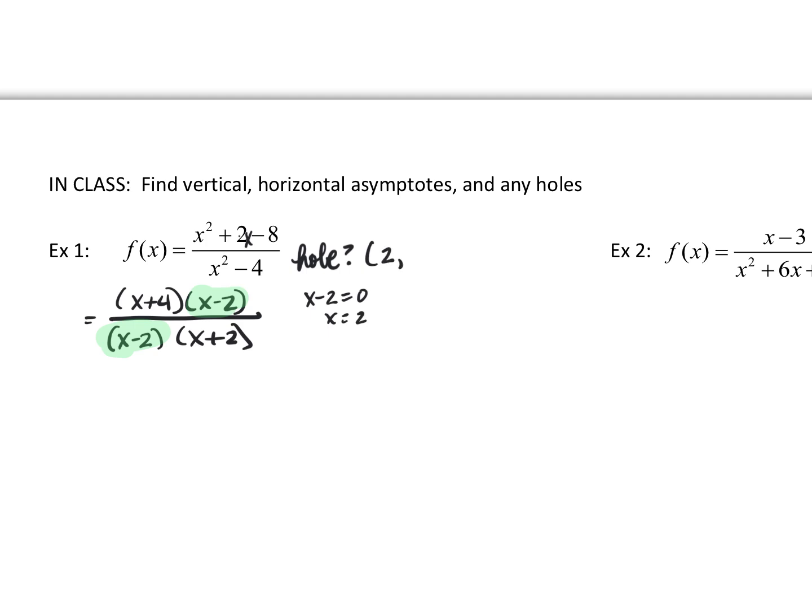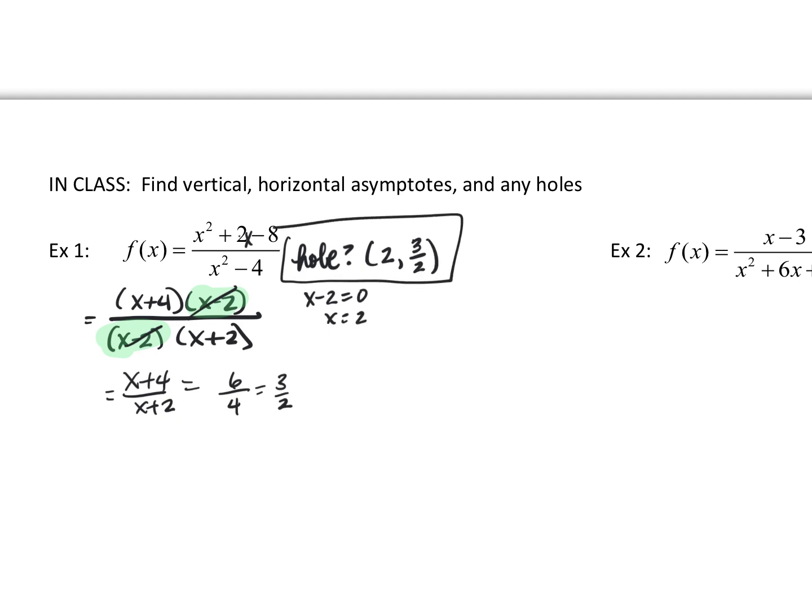For the y coordinate of that hole, I'm going to then simplify my equation. Because if I take the x minus 2's out, I have this guy. Right? And if I plug in a 2, what do I end up with? I have a 2 plus 4 is 6, 2 plus 2 is 4, and that's 3/2. So the y coordinate is 3/2. Is that okay? That's the first thing you want to do.